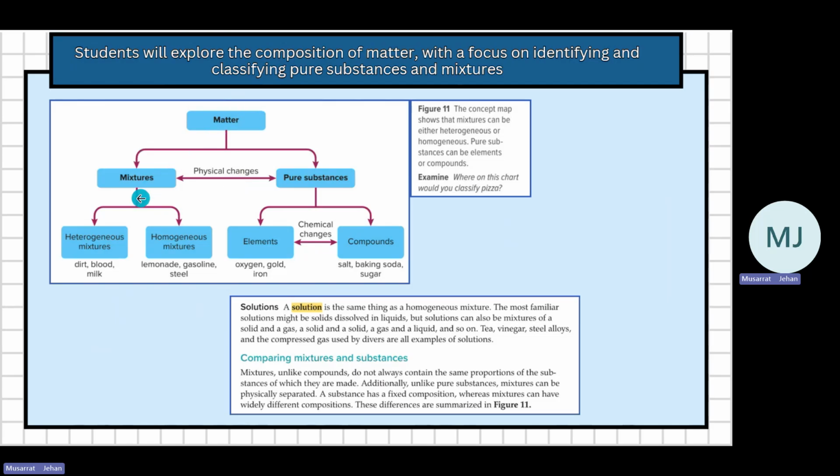Matter can be of two types: pure substance and mixture. Pure substances are elements and compounds. They can change. Elements can make compounds. From compounds we can get back elements by chemical changes. Element examples: oxygen, gold, iron. Compound examples: salt, baking soda. Mixtures can be homogeneous and heterogeneous. Heterogeneous mixtures: dirt, blood, milk. Homogeneous: lemonade, gasoline. Homogeneous mixtures are also called solutions.